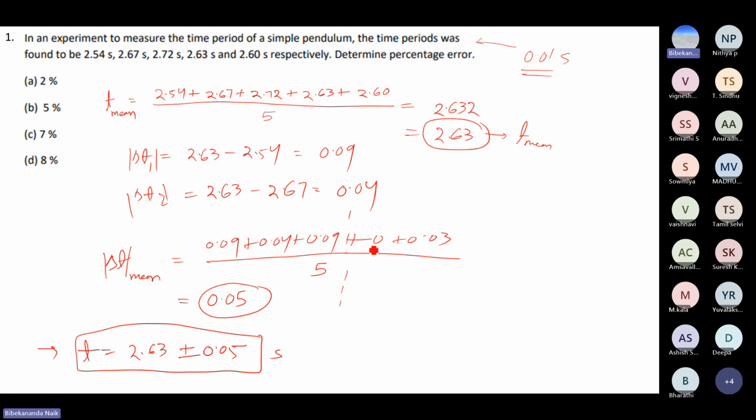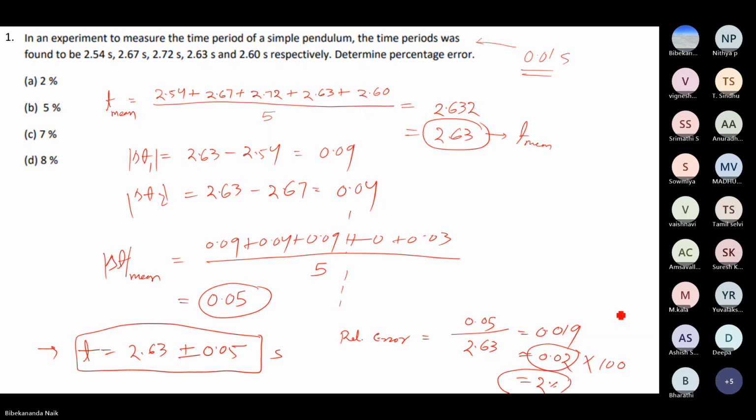So now when you calculate the percentage error, first you need to calculate the relative error. This relative error will be how much? It will be delta T mean by T mean. So it will be 0.05 divided by 2.63. So it will be 0.019, nearly equal to 0.02 up to 2 decimal points. So when you multiply 100 with it, it will be 2%. So 2% is the correct answer.